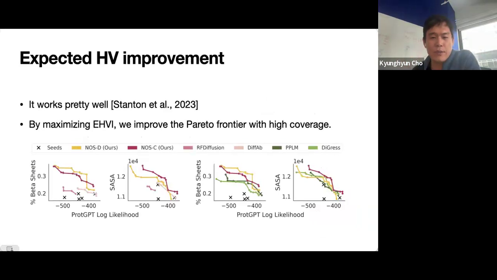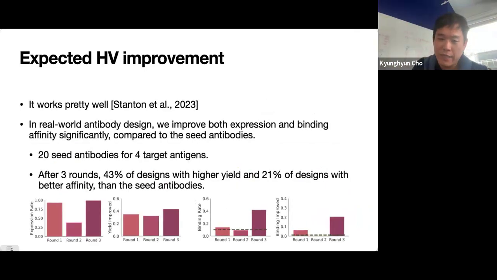In fact, our scientists, Sam Stanton and others, have shown last year at NeurIPS that by maximizing expected hypervolume improvement, we can really improve the Pareto frontier with extremely high coverage of all possible combinations. And this really applies to real-world antibody design as well. When we maximize the expected hypervolume improvement for antibody design, starting from 20 seed antibodies for 4 target antigens, after 3 rounds, we found that 43% of the designs expressed a higher yield than the seed antibodies, and 21% of them exhibited a better affinity. And these are all experimentally validated and synthesized examples that I'm telling you about.